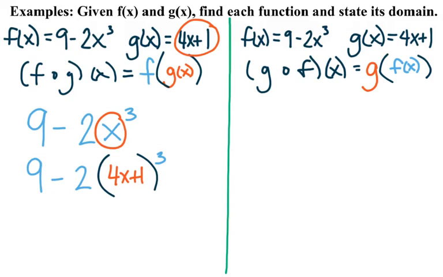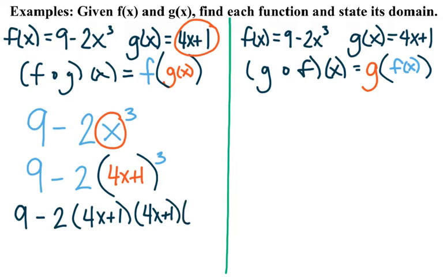Okay, so hopefully that made sense. Alright, and then remember that anytime you have a quantity to the cube root, that means to write it 3 times. So it's really going to look like this: 4x plus 1, 4x plus 1, 4x plus 1. Okay. So this is when you start distributing.